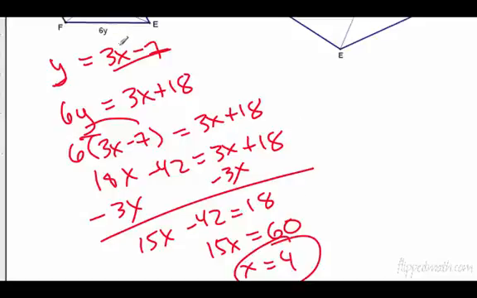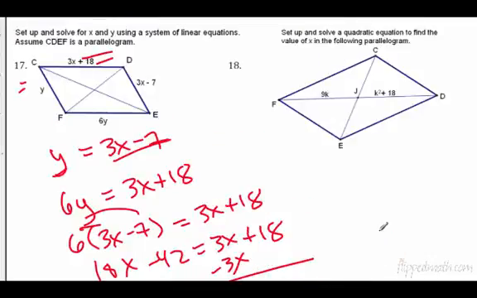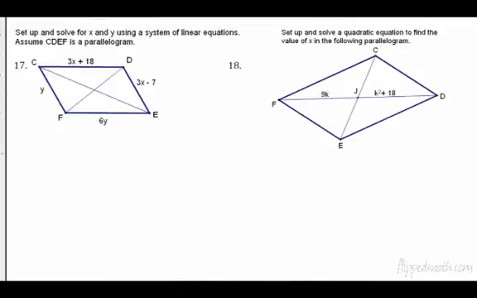What's y equal to? Plug a 4 in here, you get 12 minus 7, which is 5. So y equals 5. Everybody follow that one? You get 4 and 5. That is amazing. I love that problem. It's my favorite problem. Let's go to 18.